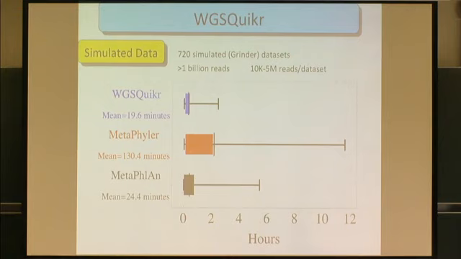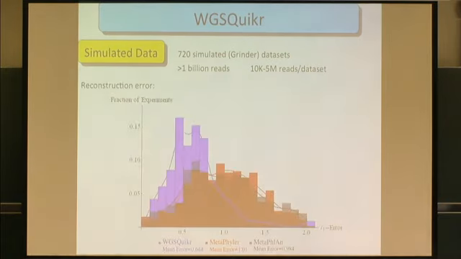But what about accuracy? Let's look at the reconstruction error. Here's a histogram of all those 720 simulated data sets. This is the error right here. The farther you go this way, the better the reconstruction. The more you go that way, the worse the reconstruction. And if you notice, Quikr, which is this purplish-bluish one, has lower error on average than metaphlan right over here.